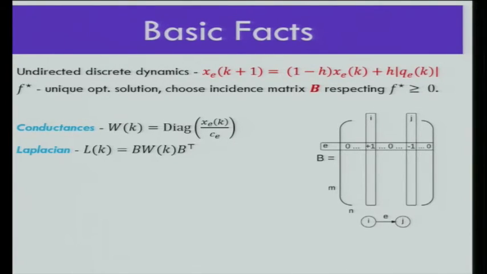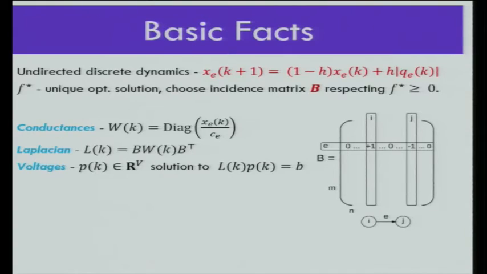Once you have this, I think this should be B transpose WB. This is the graph Laplacian, which is nothing but B transpose times the conductances times B. I guess everybody here is familiar with this. Once you have a demand for current across each node, you can solve the system of equations and get the voltages at each node. This is all standard stuff.